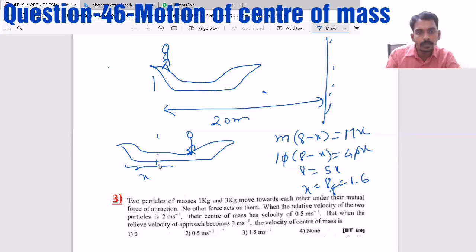So how much distance did he come forward then? Let's say this is y. Now the distance y will become: he came 8 forward and 1.6 back. So the resultant is how much?